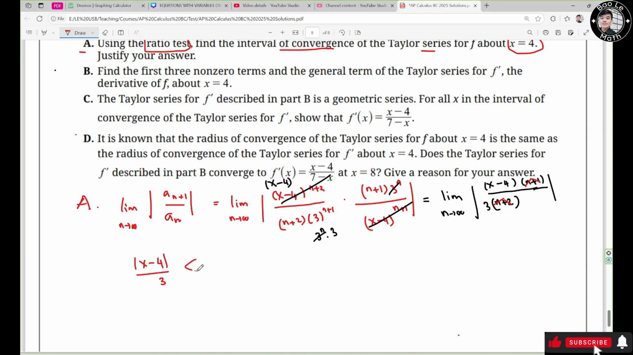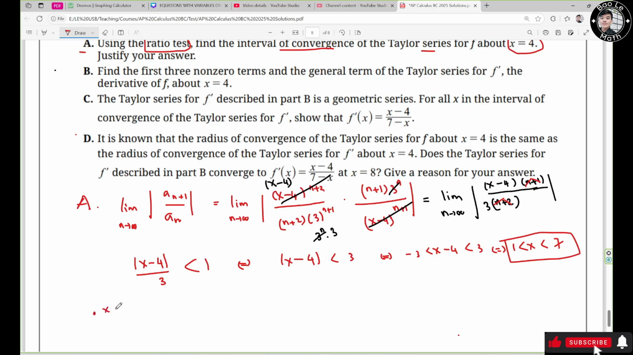Now this must be less than 1. So you multiply both sides by 3 and have the absolute value of s minus 4 less than 3, which is the same thing as negative 3 less than s minus 4 less than 3. Add 4 to all three sides, so you have 1 less than s less than 7. Now we need to check the endpoints.